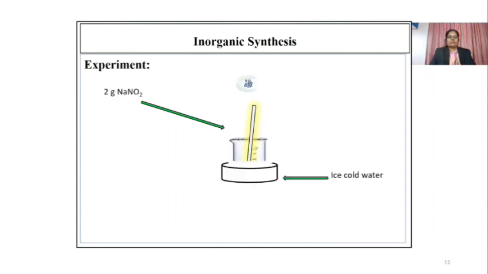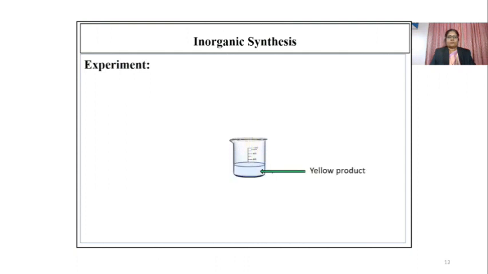To this solution, further add 2 gram of NaNO2. While doing this addition, the solution must be kept in ice cold water. Add small portions at a time with constant stirring. Now after a few minutes, a yellow colored product will appear in this solution.